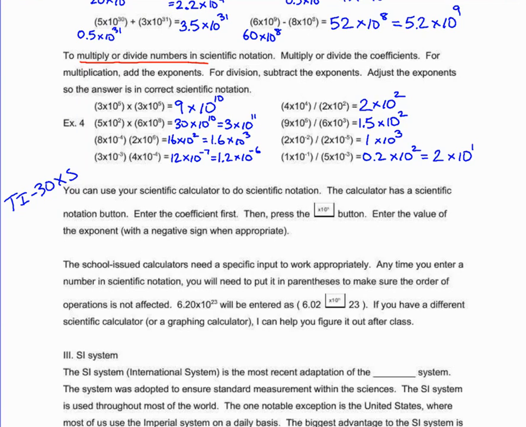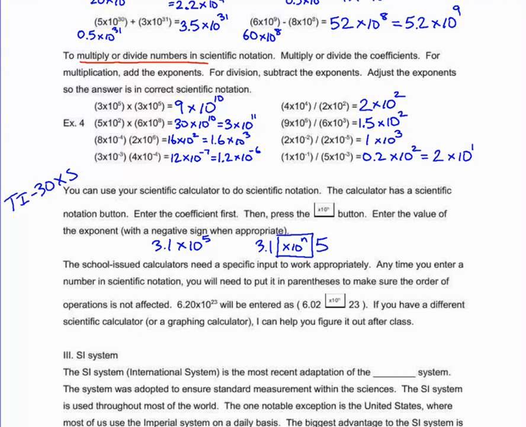So when you're doing scientific notation, you're going to enter the coefficient. Let's say we're talking about 3.1 times 10 to the fifth power. You enter your coefficient, 3.1. Then you push the button in the top half, dead center. It's a blue button and it says x 10 to the nth power. You hit this button, then you type your exponent. And that's all that you have to do. That is your scientific notation.